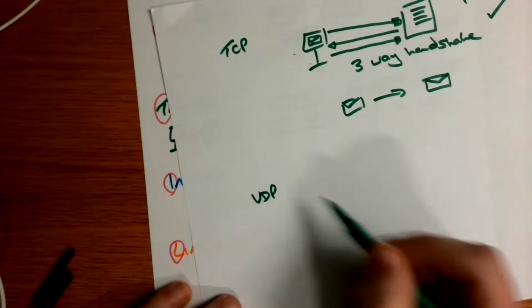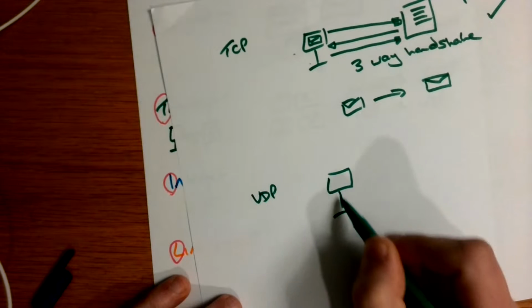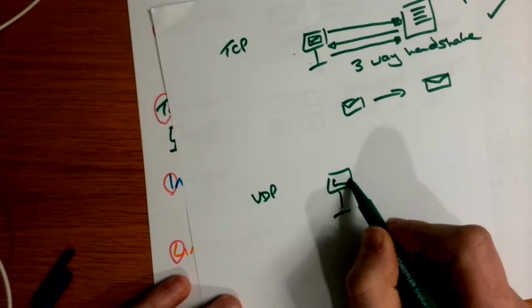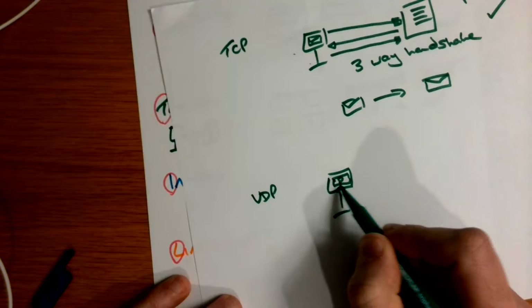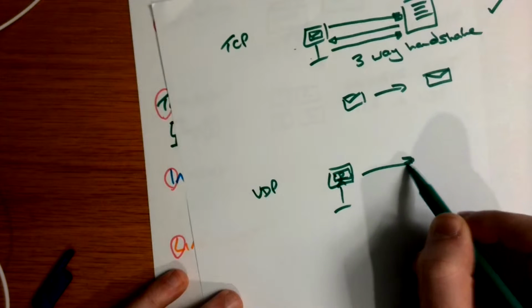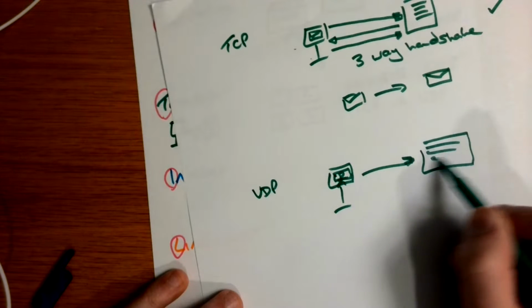Your other option is UDP, and that's more useful when we're streaming something across the internet, or you have your FaceTime or something like that, where you're trying to communicate with somebody via servers and across the internet. There's your server again.